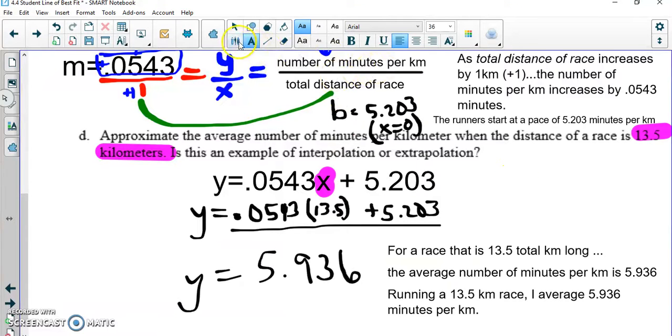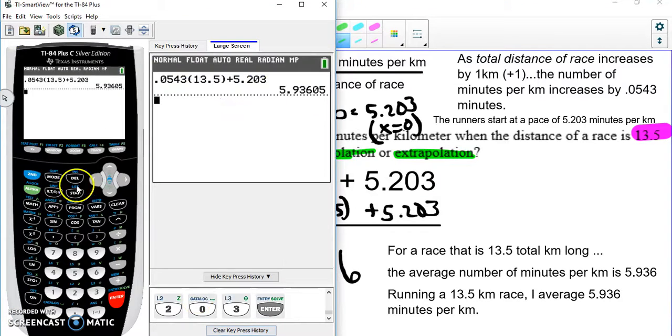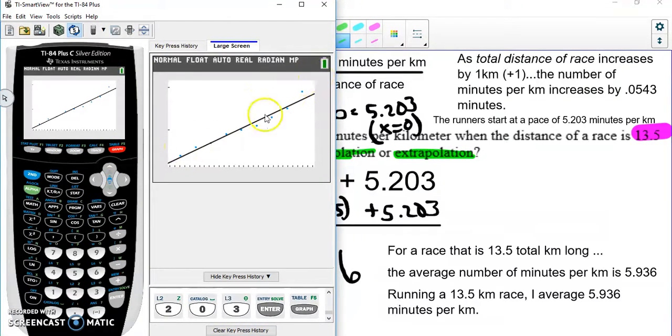Now, the last part of that question does want to know, so we just used our line of best fit to make a prediction. There are two different types of predictions that we've been talking about: interpolation or extrapolation. So they want us to know what type of prediction this is. So I just like to use my calculator to help me visualize where this prediction is being made. So this is our data here, and they were asking for the x value of 13.5.